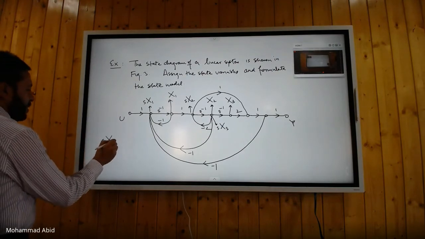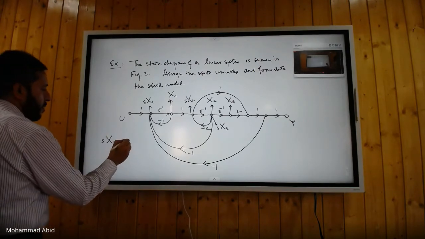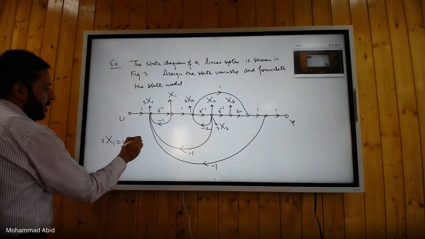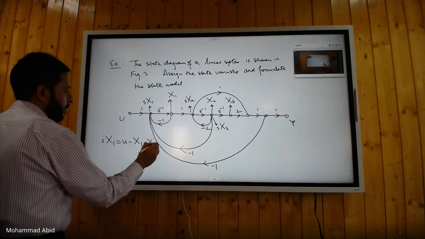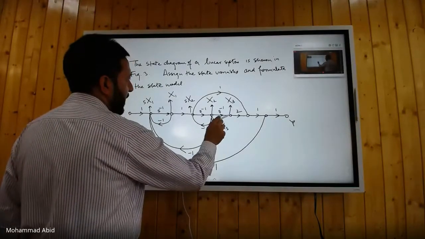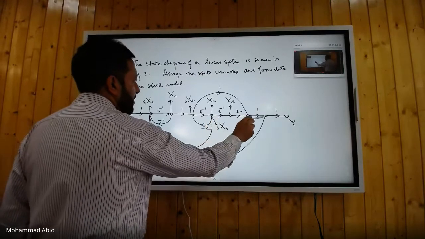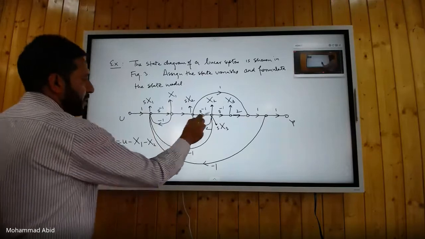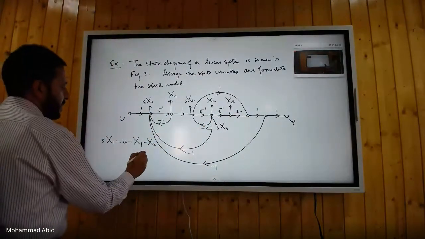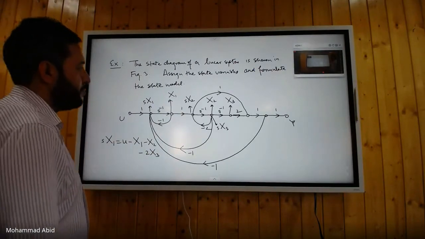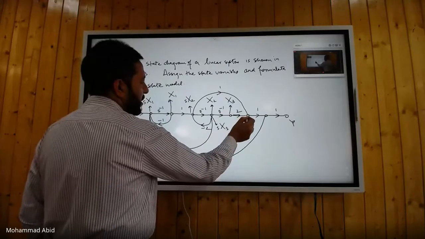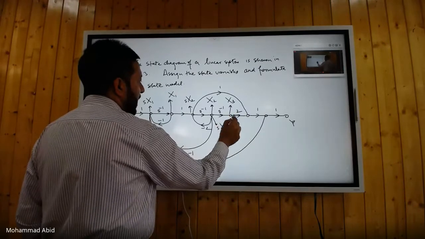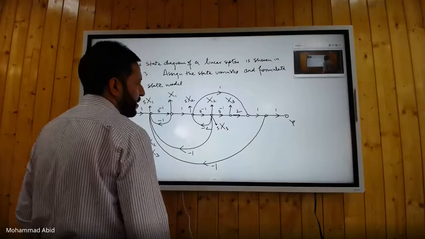So sx1 is equal to u, then minus x1, then minus x2, and minus y, no. This has to be written in the form of x's. Look at how x3 is connected with this. x3 is connected through 2 and -1, so this is actually -2x3. A signal is coming here. If this is x3, what will this node be? 2x3, and this is also 2x3.